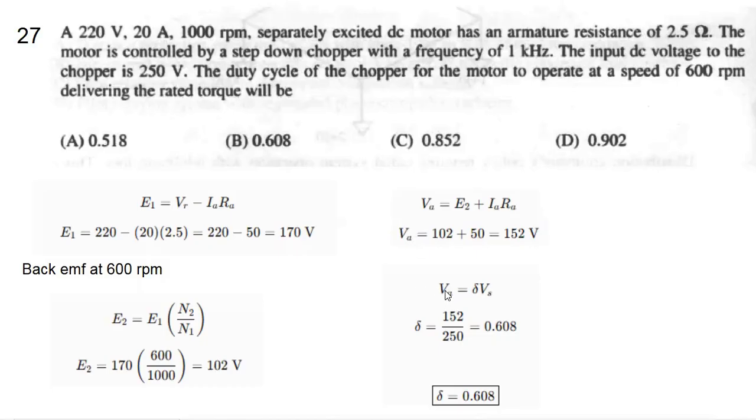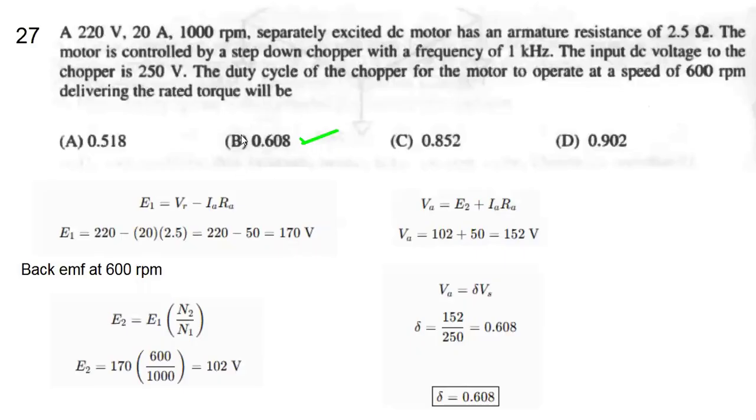We know that for a step down chopper, VA, that is the average output voltage, is equal to the duty cycle into the source voltage, which is Vs. And it is given that the input DC voltage to the chopper is 250. We need to find out delta. So delta equals VA, which is 152, divided by the input DC voltage, which is 250, which is equal to 0.608. So the required answer is 0.608. So option B is correct.